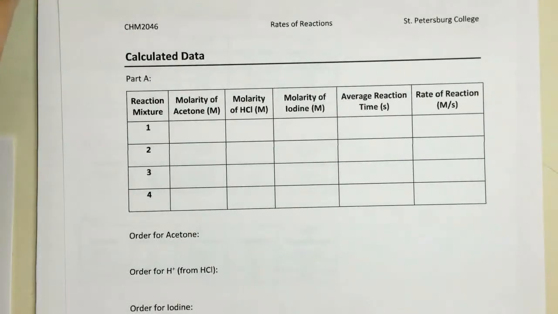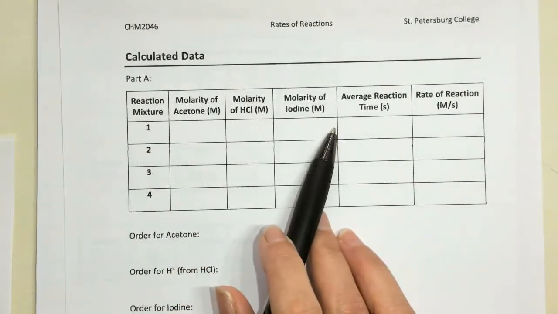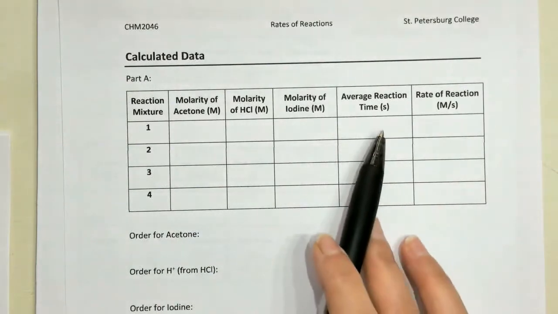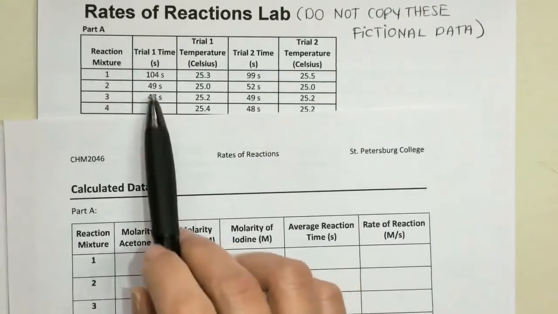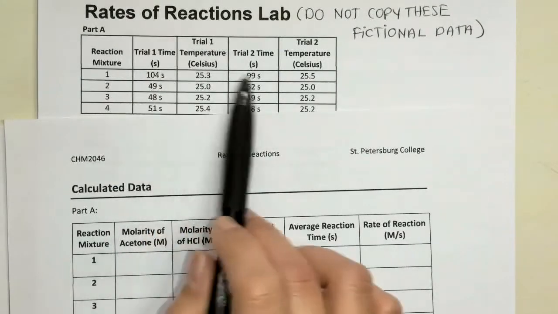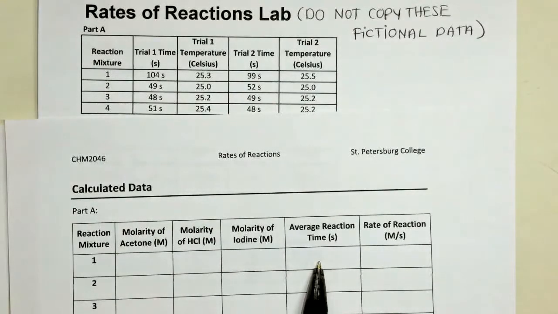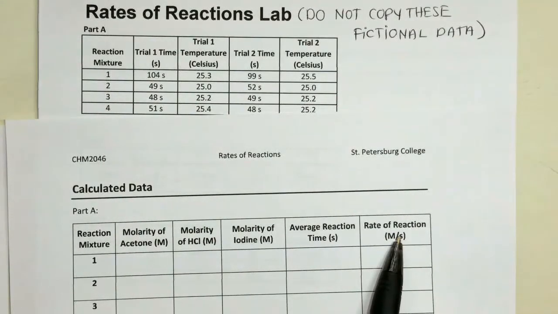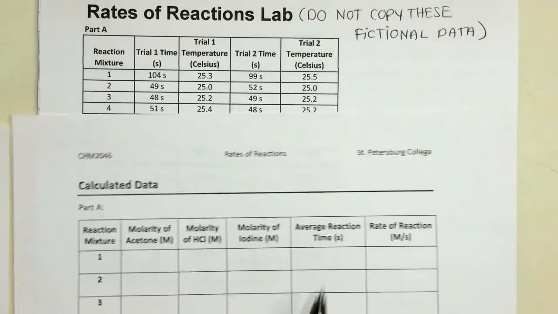You'll notice it says we need to calculate the molarity of acetone, molarity of HCl, molarity of iodine, and the average reaction time. That would be basically, this is 104 and that's 99. I have to average that out and then put it right here. Then we'll worry about the rates of reaction calculation after that. So I'm going to work on molarity calculations here, and then we'll do the average time.